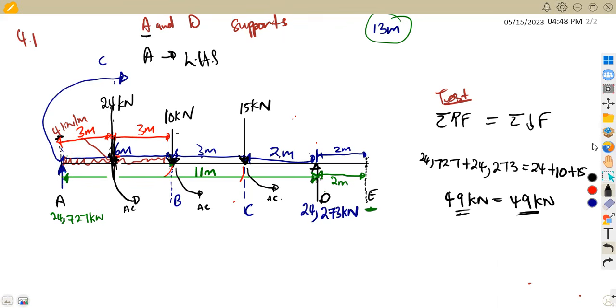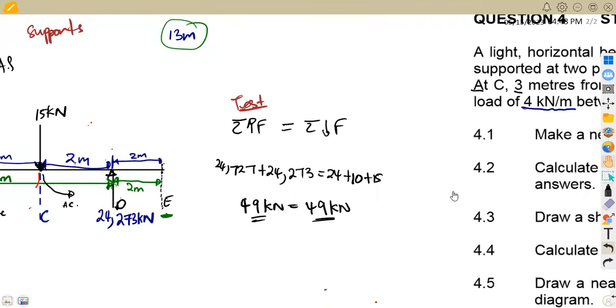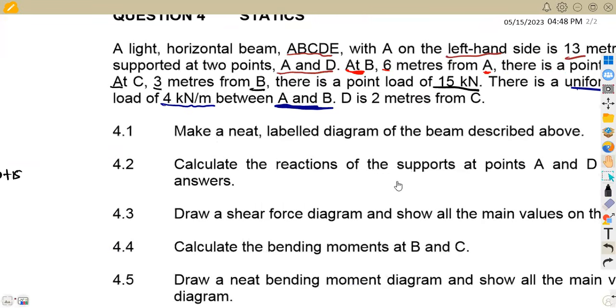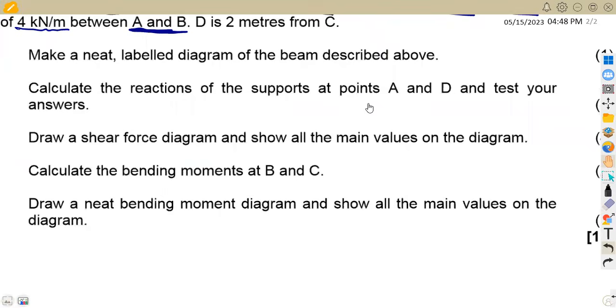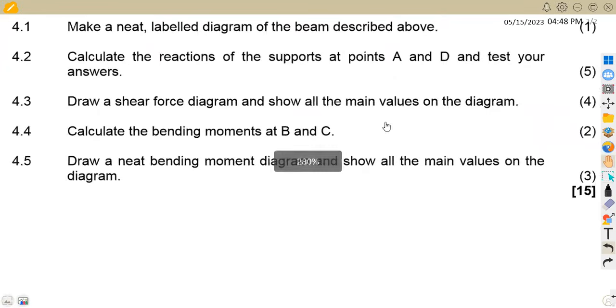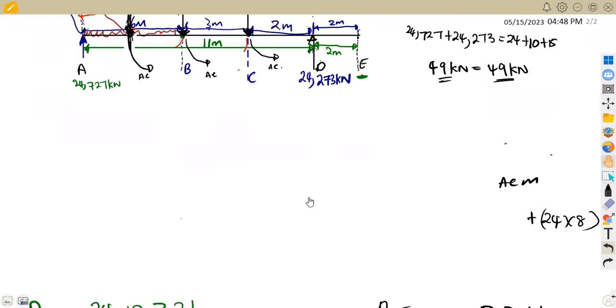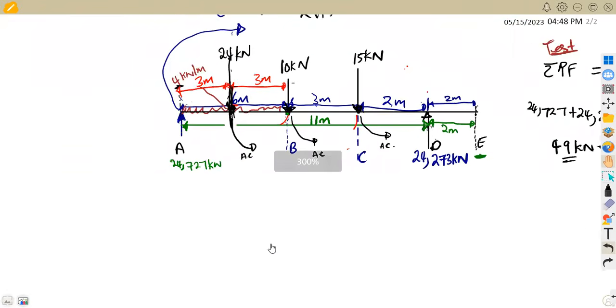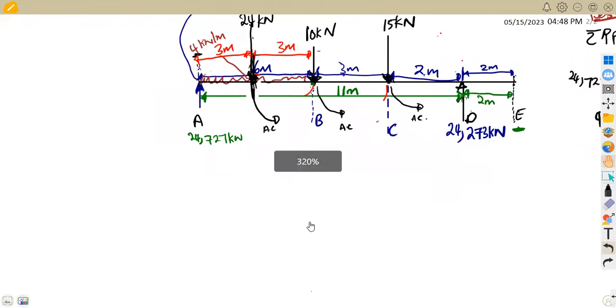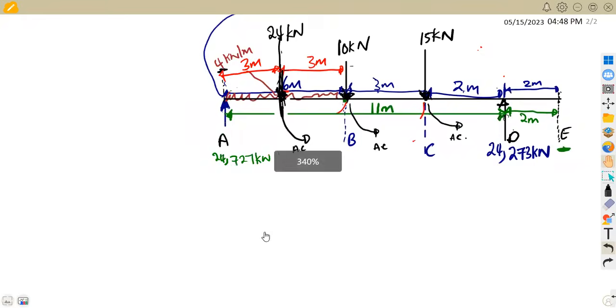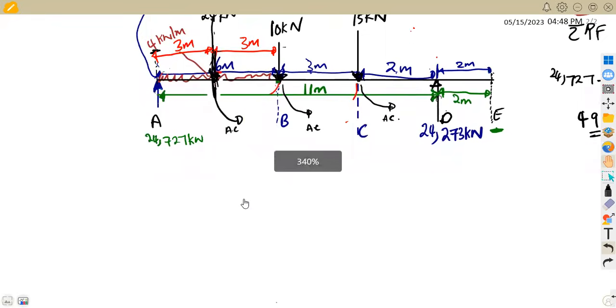Okay, so the other part of the question, so this is actually done. We move on to the other part of the question, which is 4.3, where we are now asked to draw a shear force diagram for this information, showing all the main values on the diagram, and that is 4 marks for that. So I'm going to have my 4.3 just down here on this diagram. That is going to be the easiest way for us. So I'm just going to shift.